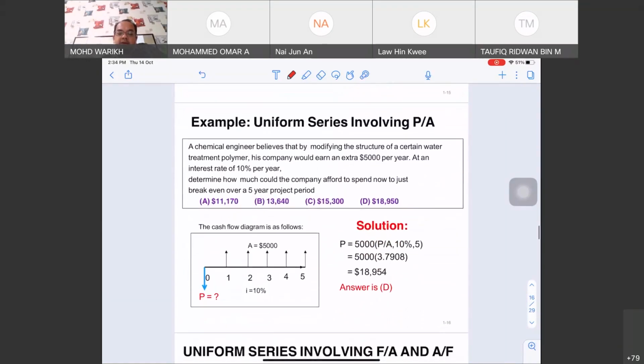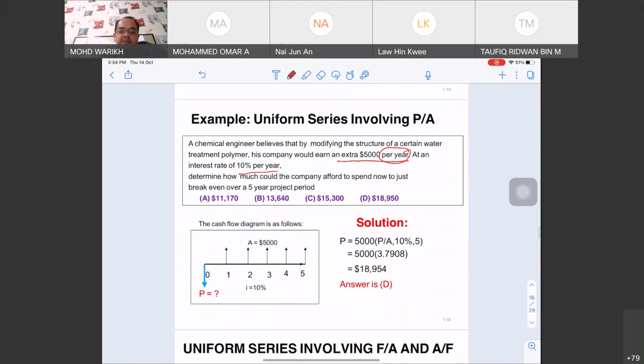Alright, this example: uniform series involving P over A. A chemical engineer believes that by modifying the structure of a certain water treatment polymer, his company would earn an extra 5,000 per year. This is a keyword. Extra 5,000 per year, and an interest rate of 10% per year. Determine how much the company could afford to spend now to just break even over a 5 year project period.